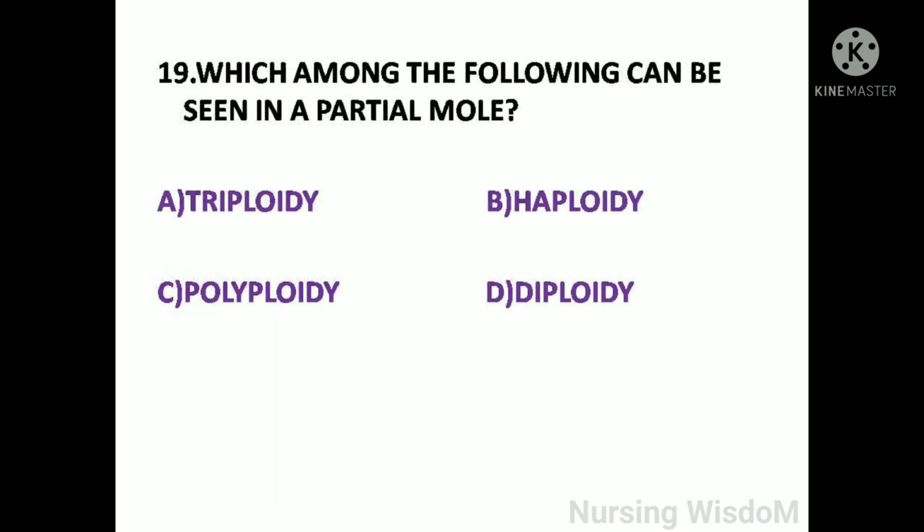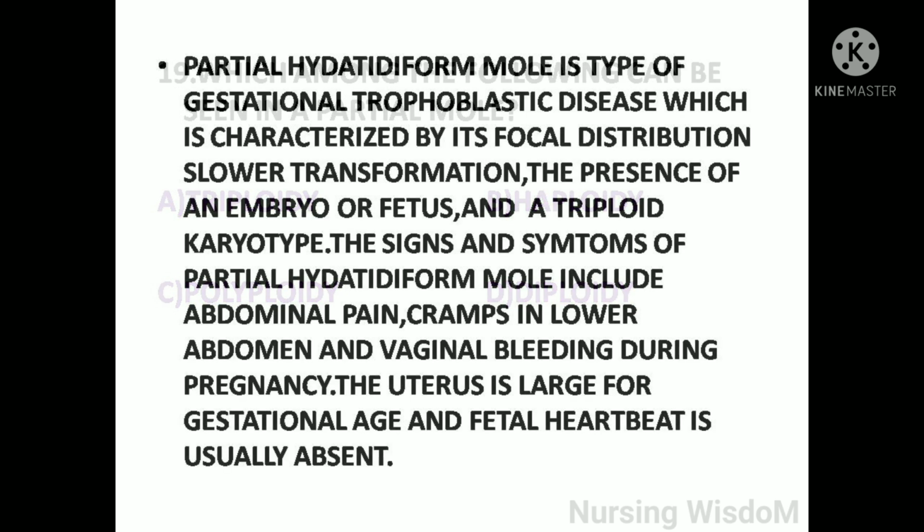Next question, which among the following can be seen in a partial mole? Option A, triploidy; option B, haploidy; option C, polyploidy; option D, diploidy. Partial hydatidiform mole is a type of gestational trophoblastic disease which is characterized by its focal distribution, slower transformation, the presence of an embryo or fetus, and a triploid karyotype.